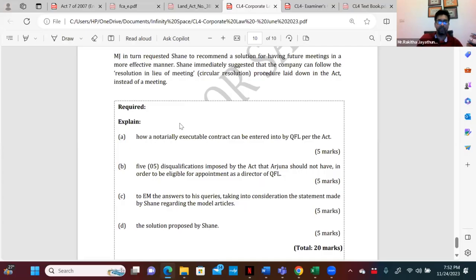Then the second one: 5 disqualifications imposed by an act that Arjuna should not have. Now, read it very carefully, because I remember the examiner said some people wrote the qualifications of a director. Here they say 5 disqualifications imposed by the act. Who is Arjuna? Arjuna is going to be appointed as a director of the company. So the disqualifications Arjuna should not have, in order to be eligible for appointment as a director.